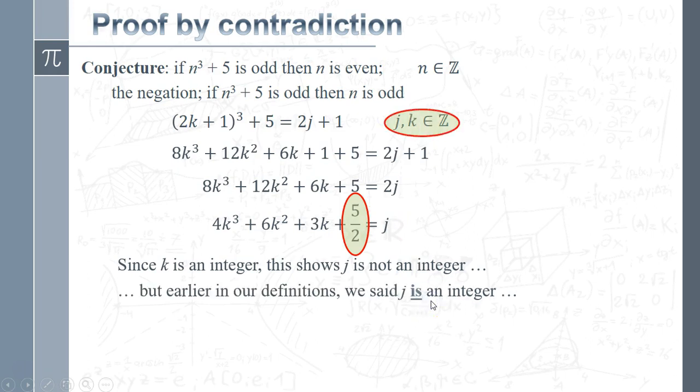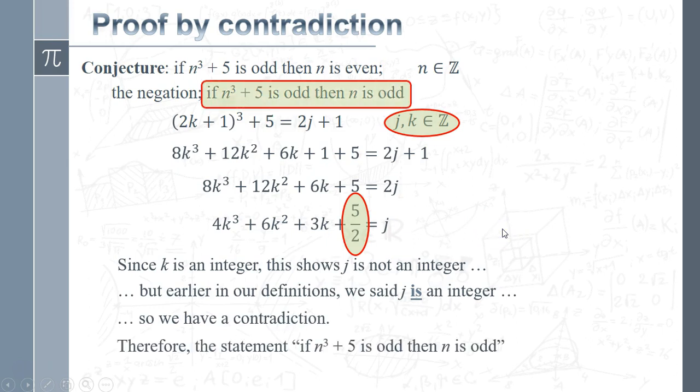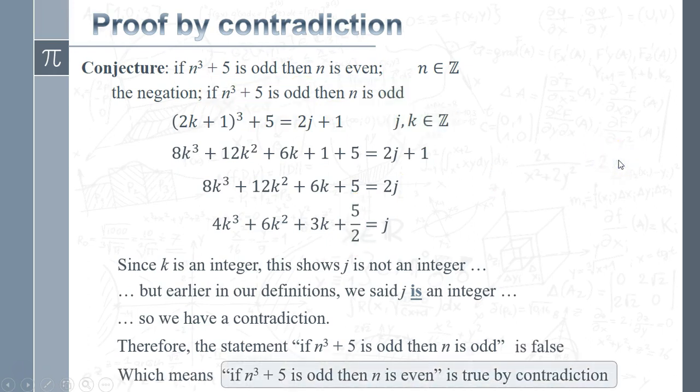And there's our contradiction, because in our definition, we said that j definitely was an integer. So there's no way that j can be an integer, which is our contradiction, which means then our negated statement, if n cubed plus 5 is odd, then n is odd, cannot be true because it contradicts our original statement. And so therefore, if that statement is not true, then the one above it, our original statement, is true.